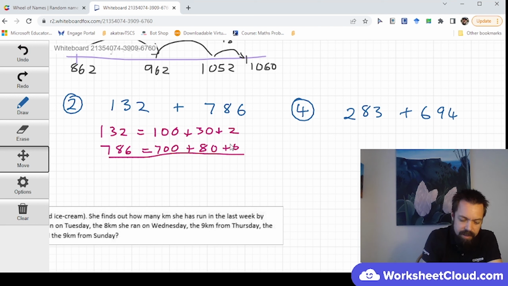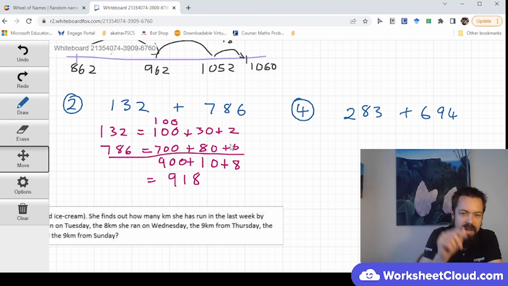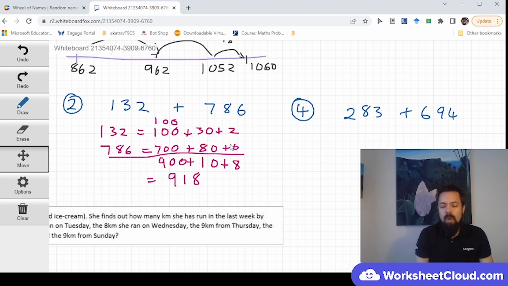2 plus 6 is 8. I've got 30 plus 80 is 110, so I'm going to leave my 10 there and carry my 100 to the next column. 100 plus 100 is 200, plus 700 is 900. If I add those up, I get 918, and that is my final answer. Phew!